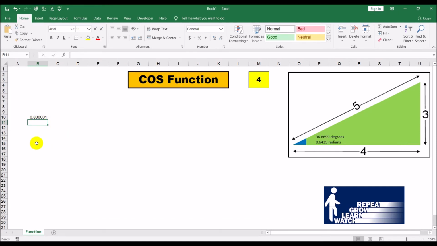Okay, and that gives you almost 0.80001. Now if we want to verify if we did everything right, how do we do that? Now we know through high school math that the cosine of this angle would be the measure of the base divided by the measure of the hypotenuse. So 4 divided by 5 should give you 0.8. So that's how you calculate the cosine of an angle in Excel.